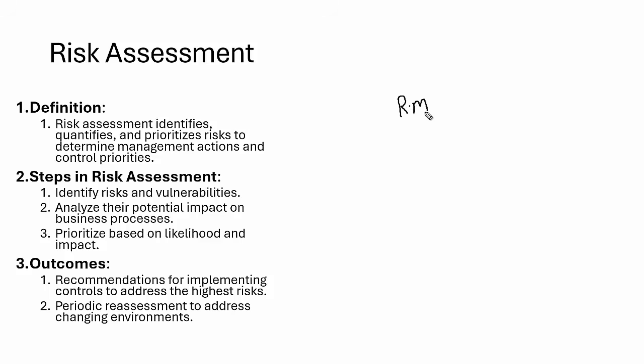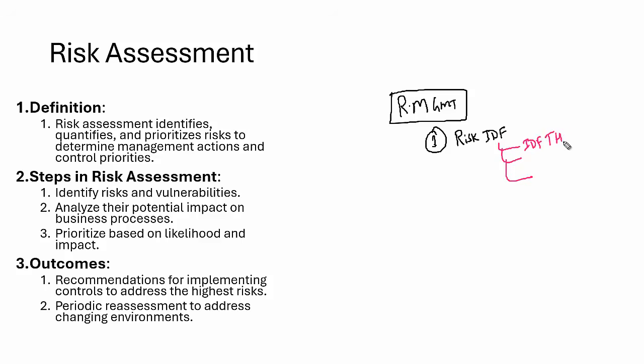So when we're talking about risk management, the first step is called risk identification. That's the first step. Okay. And under risk identification, we have three important things: identify threats, identify vulnerabilities, and third, identify assets. Let's say, for example, in this step, we have a server.